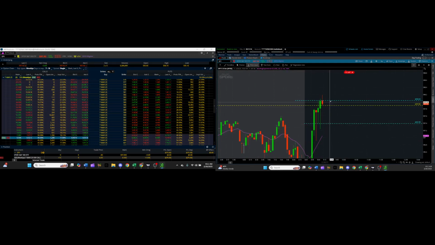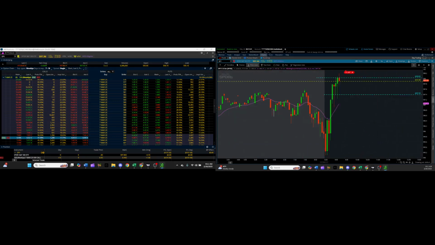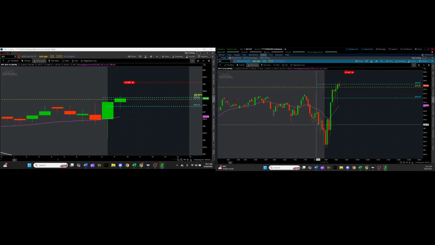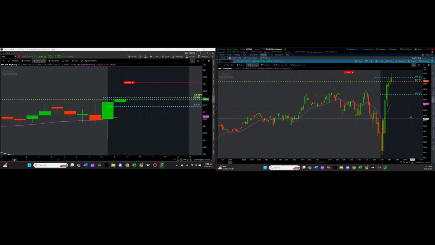Bulls are ready to take off in my opinion, but they broke that 4 hour channel, so that's the reason why we jumped in the trade. I'm just going to explain it real quick. All right, we had the falling wedge, had the 4 hour channel here, just waiting on that yellow line to get broken.